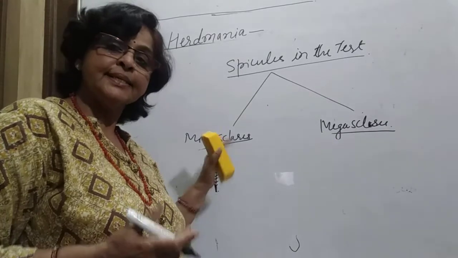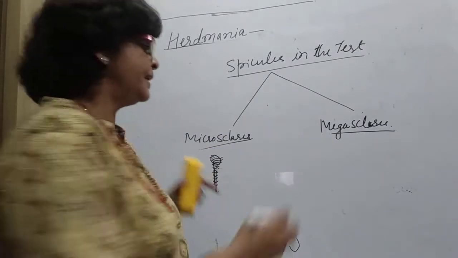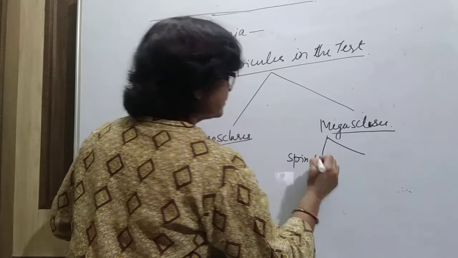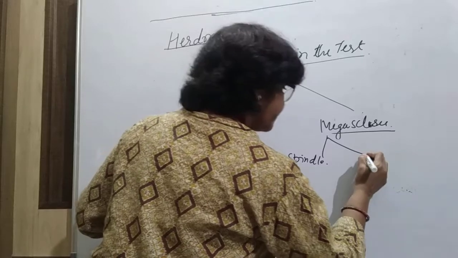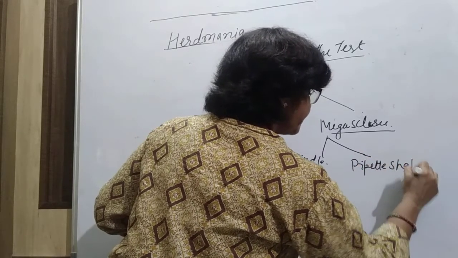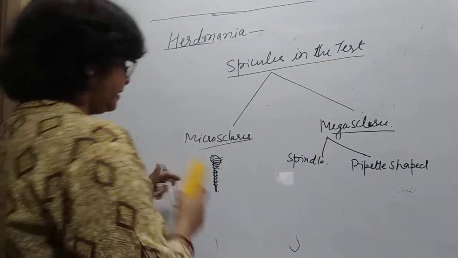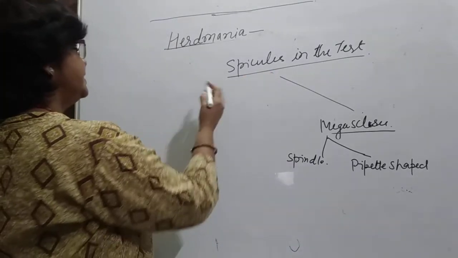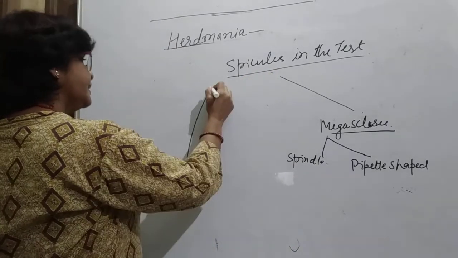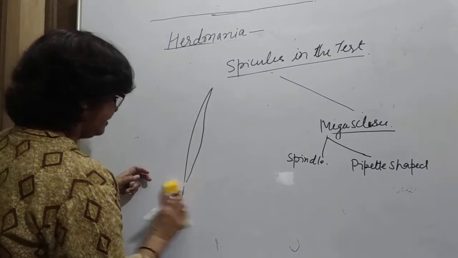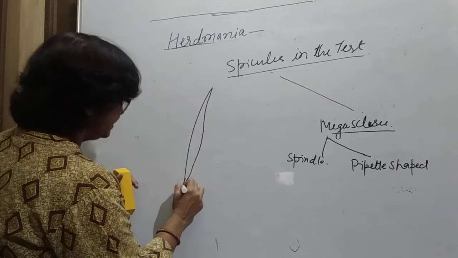Like this, the megascleres also, they are larger naturally, as the name indicates. They are larger in size and they are of two shapes. One is the spindle shape and second is the pipette shape. Spindle shape, we know the spindle. So these are something like this. The two ends are pointed and in the middle there is a swelling. This is the spindle shape.